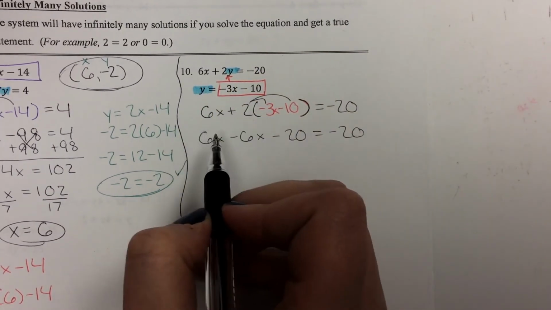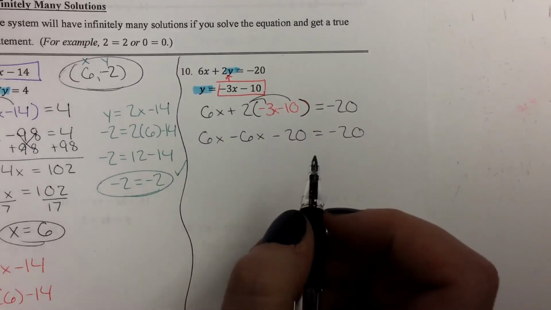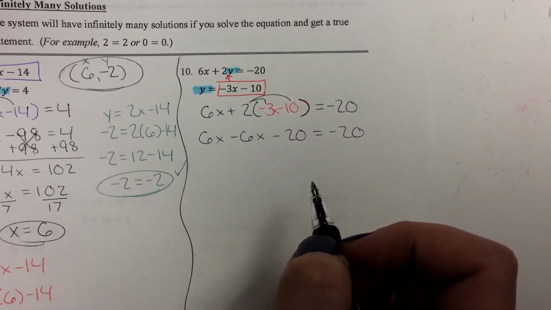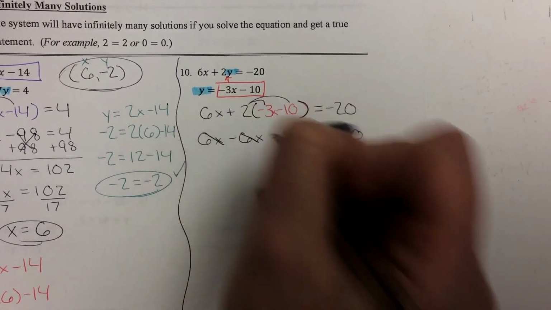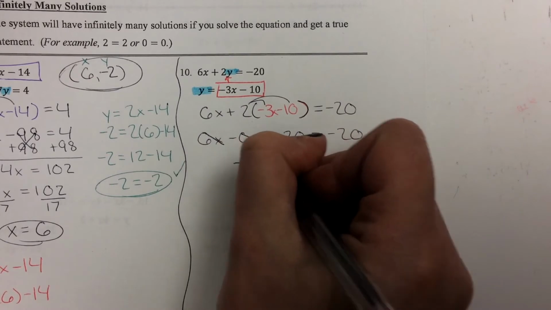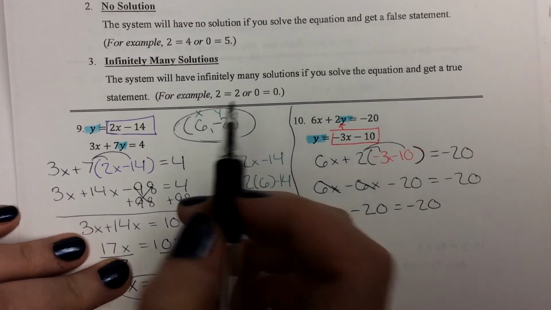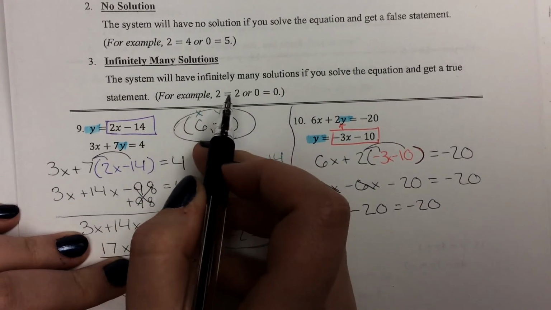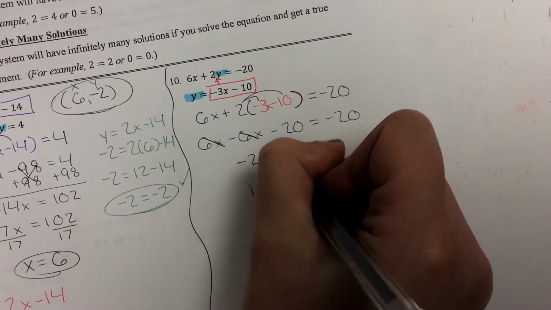Uh-oh. Look what's happening here. 6x minus 6x. Well, 10 minus 10 is 0. A million minus a million is 0. So is 6x minus 6x. Okay, so we have -20 equals -20. We have a true statement here. Now, what does it mean when we have a true statement like 2 equals 2 or -20 equals -20? That means we have infinitely many solutions.